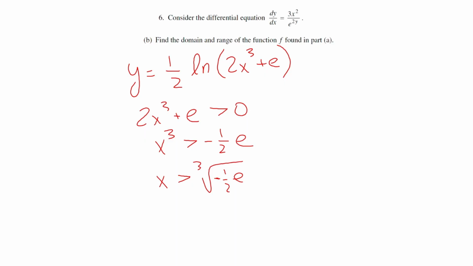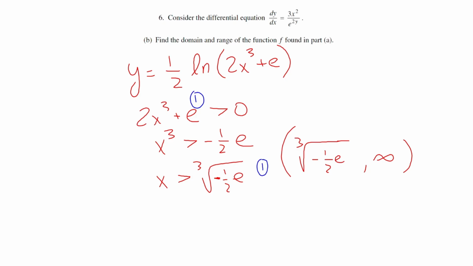And so we can then just say that our domain is, and you can write it, you could just leave it like this if you wanted to, or you could say the cube root of negative 1/2 e to infinity. That would also be acceptable for your domain. So you got, first of all, 1 point here for just saying 2x cubed plus e is greater than 0. 1 point for the domain, whichever way you chose to write it.